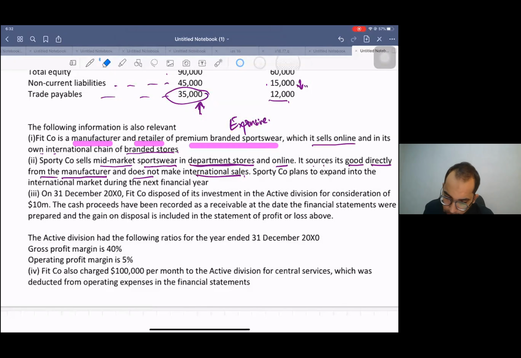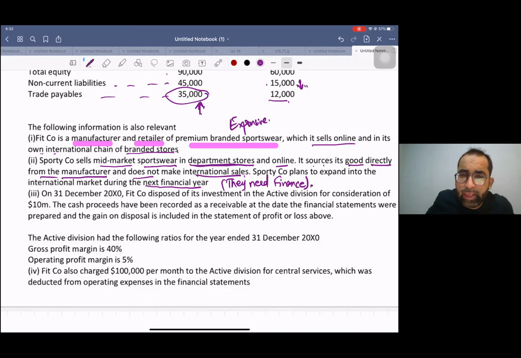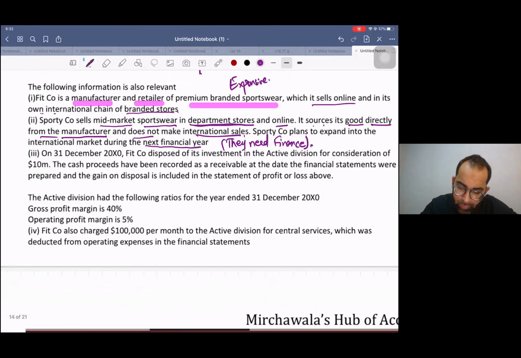Now, Sporty company plans to expand into international markets during the next financial year. That's their plan to expand, but for that they need finance. For this finance we need to comment on how they will generate it. Is there any possibility of good finance they can arrange?